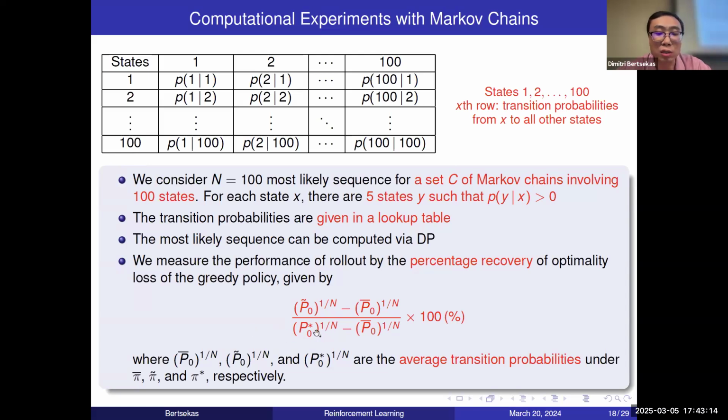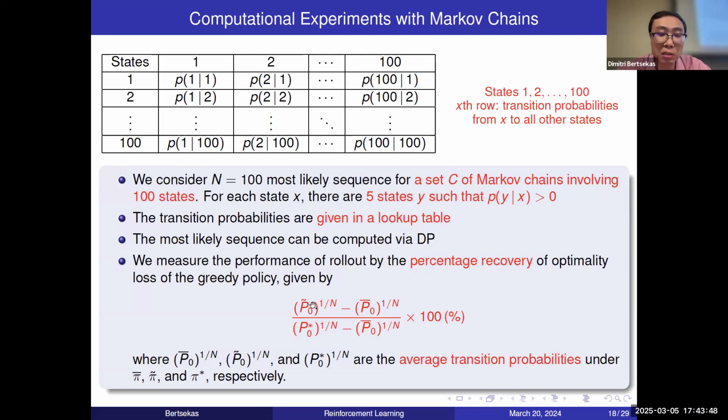Therefore, we use a geometric mean of these 100 states' transitions, which means the average transition probability over different states and different Markov chains. And this is how it's computed. And this is the average transition probability under the greedy policy. So from here to here, this difference shows how far the base policy is compared with the most likely transition.